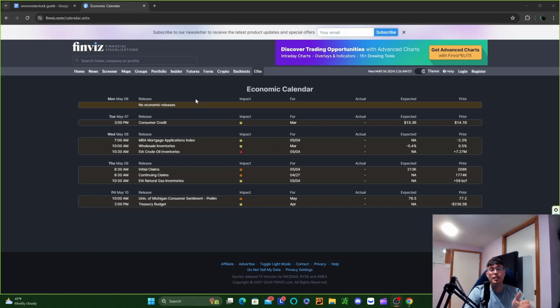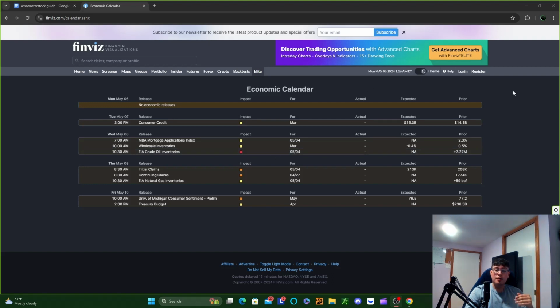Here, it is showing what's going to happen Monday, Tuesday, Wednesday, Thursday, and Friday. Some days there's no reports. Some days there's multiple reports. And referring to this exclamation mark, it shows how the market is impacted, the charts itself.